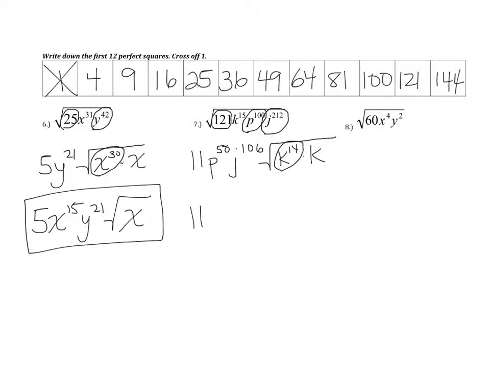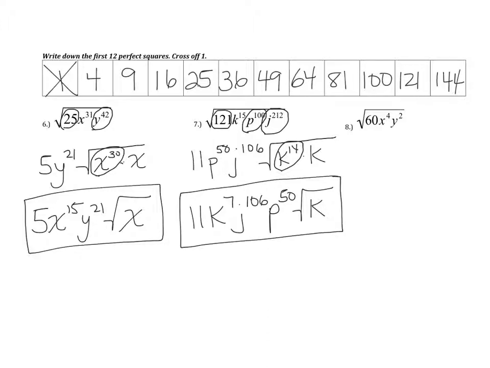So I'm going to get 11, k to the 7th, j to the 106th, and p to the 50th. I think I got those in alphabetical order. Again, it doesn't matter what order you put the variables in. Okay? All right, so now let's look at number 8.